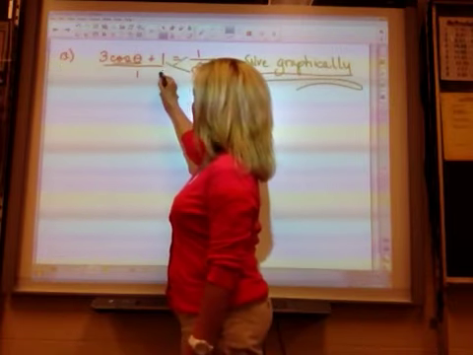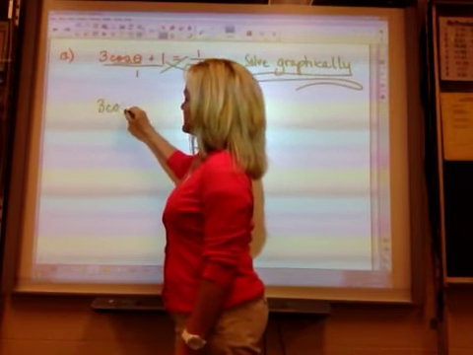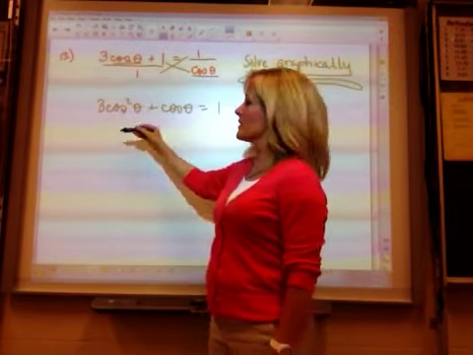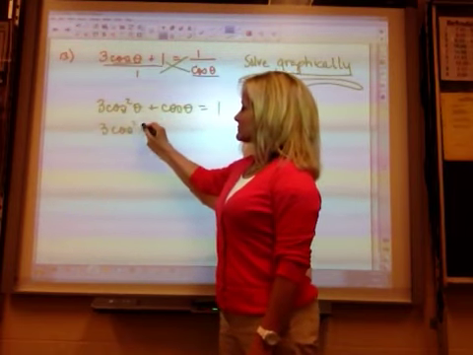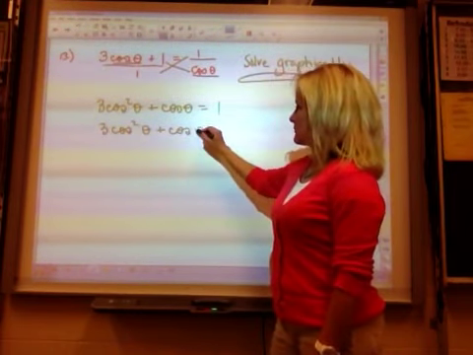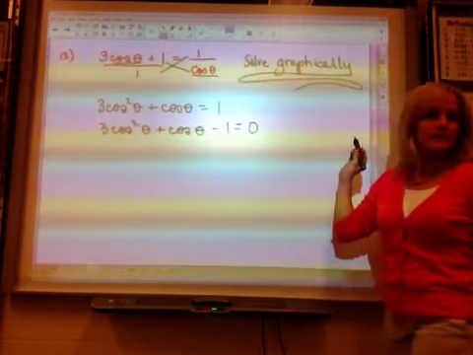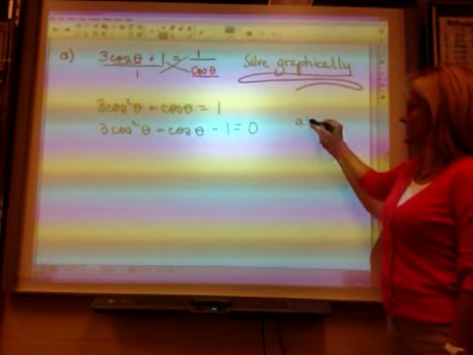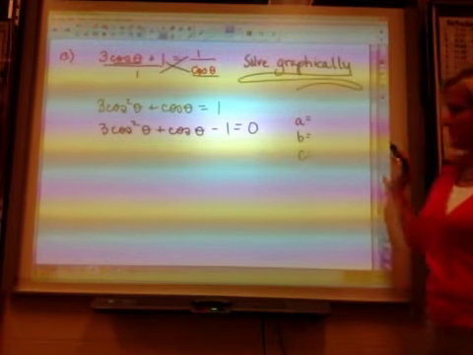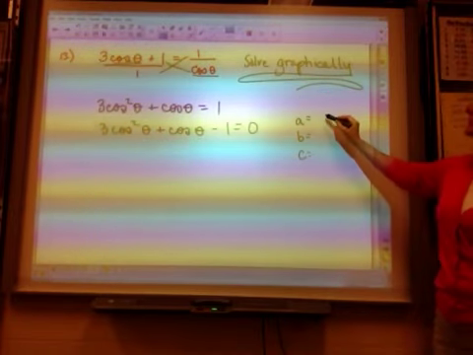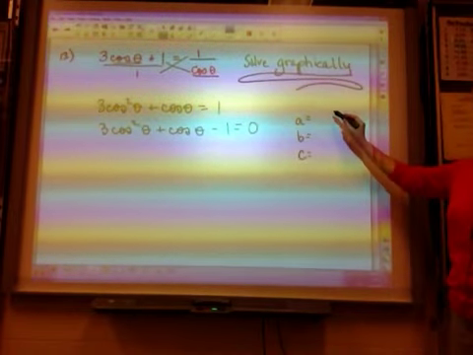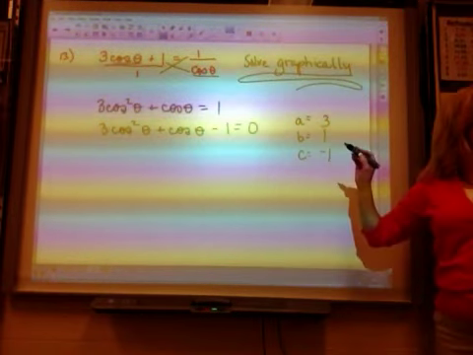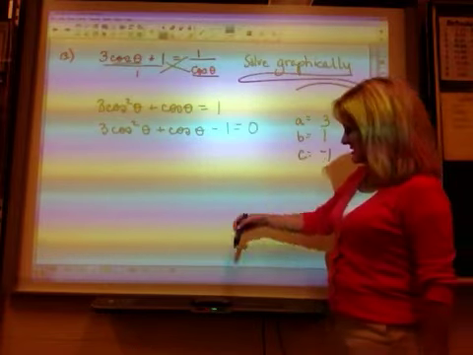So let's cross multiply. 3 cosine squared theta plus cosine theta equals 1. Bring this 1 over. If you're filling this in, let's use the quadratic formula. A is? 3, good. B is? 1. C is? You can talk on the left too, you're allowed. So we're going to throw this into the quadratic formula.